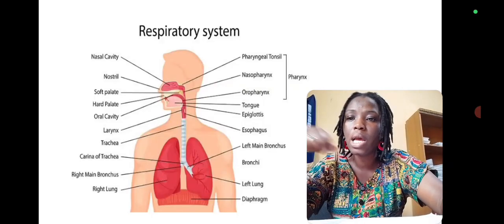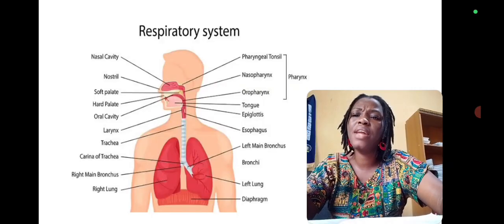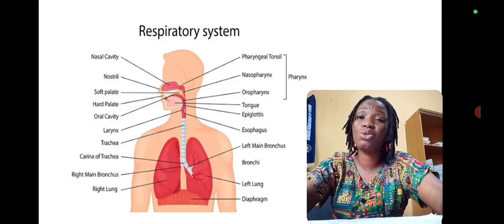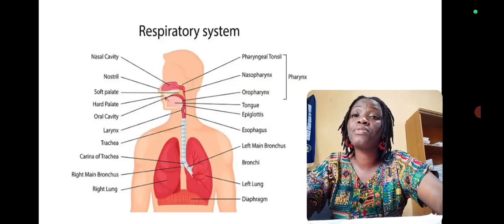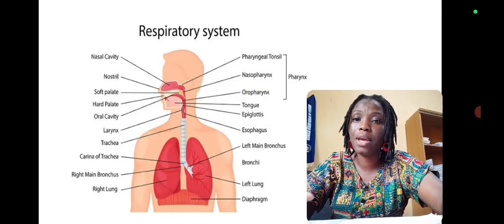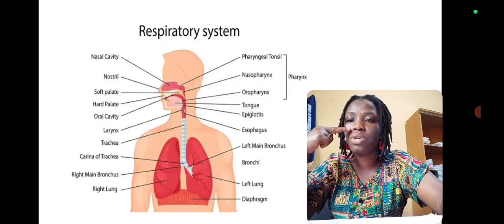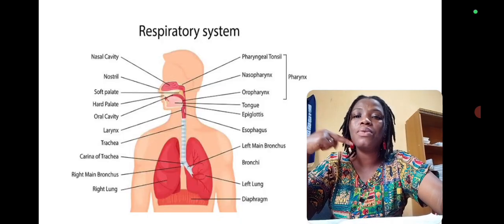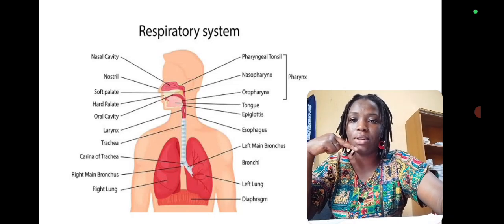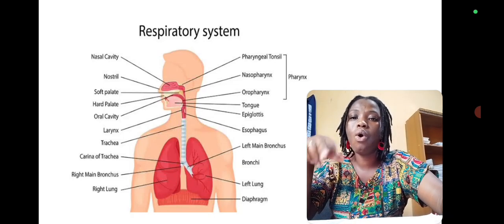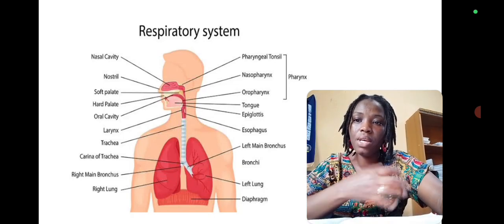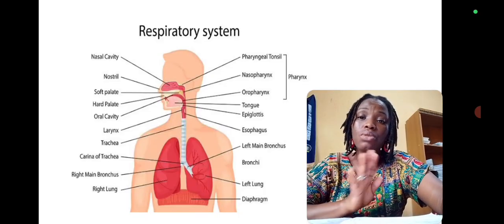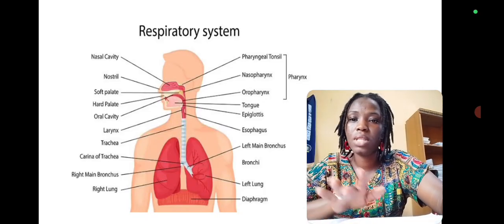So the nose, the mouth, then you go to the pharynx. The pharynx is your throat. It has three parts. The upper part close to the nose is called nasopharynx. The middle part that is close to the mouth is called oropharynx. Then the one close to the larynx is called laryngopharynx. So those are the three types of the pharynx that we have.